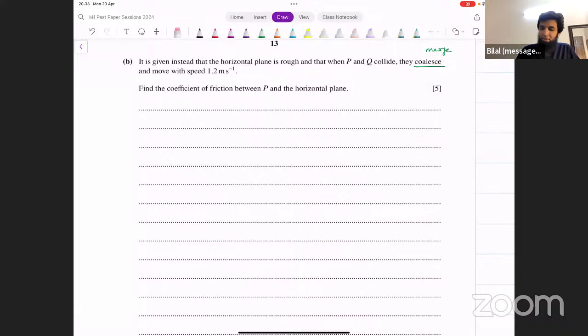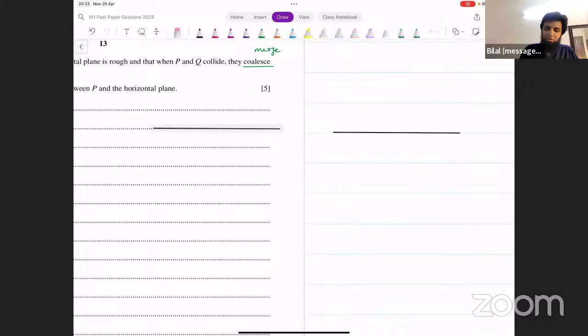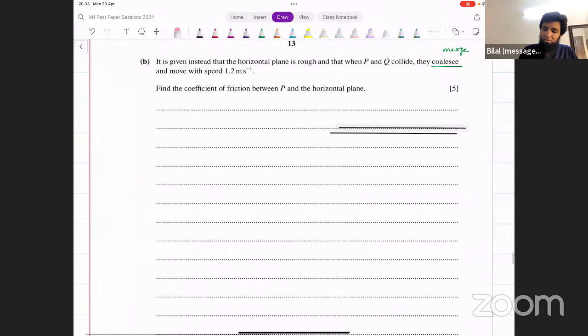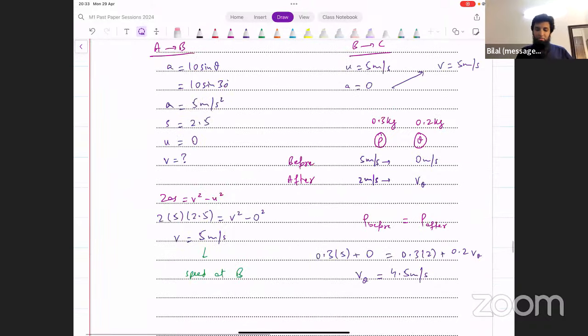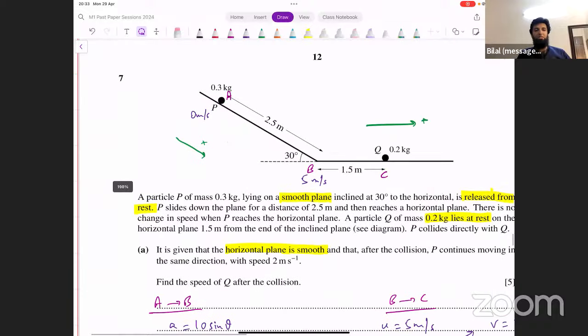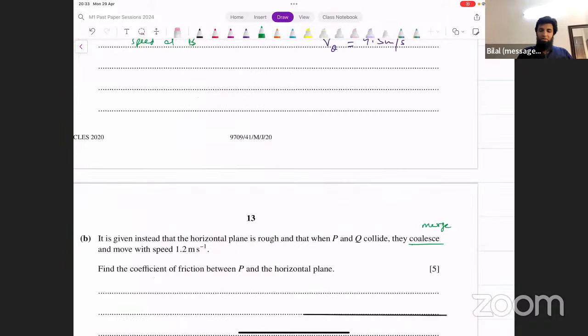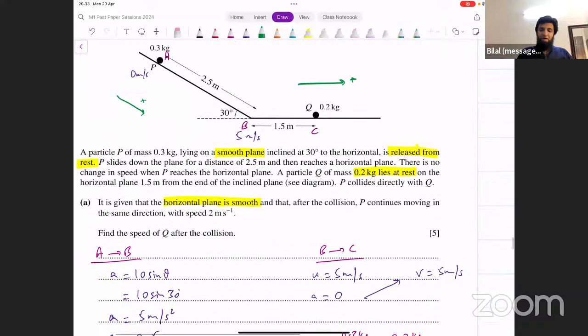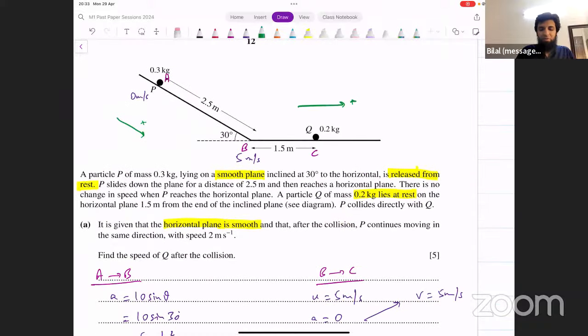What about the inclined plane? Nothing has changed about the inclined plane. The inclined plane is the same as before. It was a smooth plane earlier. It's still a smooth plane. So what we found about the inclined plane in the first part, that the velocity at B was 5 meters per second, that's still the same. Okay, velocity at B is still 5 meters per second.